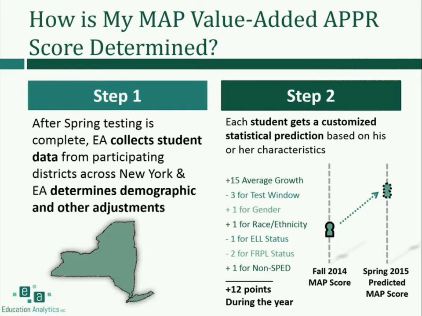That includes the average growth for similar students that had that same starting score, as well as adjustments for the test window, meaning the duration between the fall and the spring test. Districts test at different times during the year, so we make an adjustment for that. There are also adjustments if we find that students in different demographic groups tended to grow faster or slower across those districts for which we've collected data. That includes the gender, race, ethnicity, English language learner status, free or reduced price lunch status, and special education status of students. So we create a statistical prediction for each student at the end of the year, customized based on the characteristics of each student.